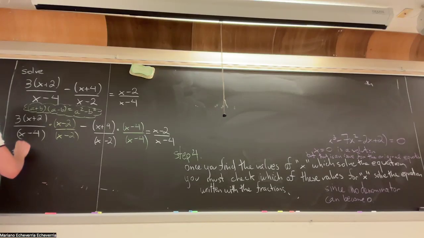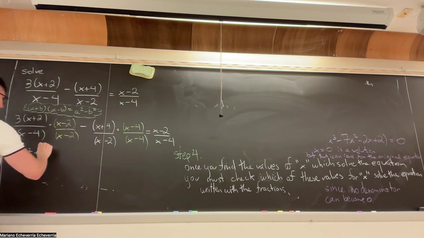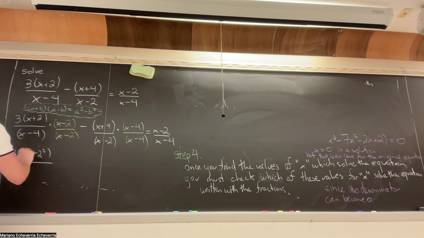So here a is x and b is two, so you get x squared minus two squared, which I'll write as four in a second. And then this is x minus four times x minus two.